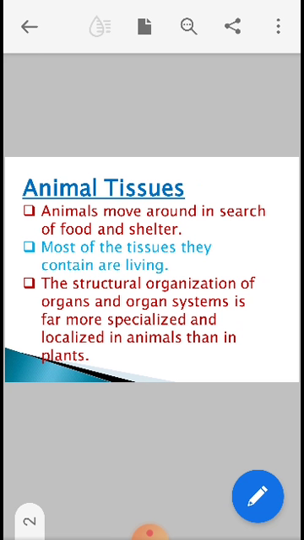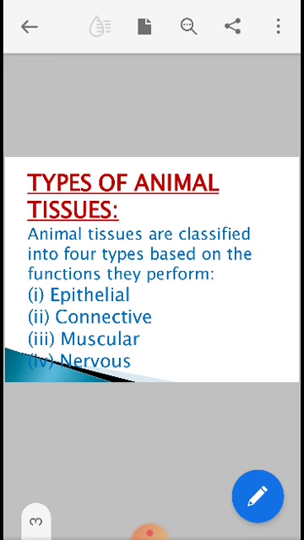Now, on the basis of these functions that they perform, animal tissues are classified into 4 types. Let us see now what are those 4 types of animal tissues. The first type of animal tissue is epithelial tissue. The second is connective tissue, muscular tissue, and the nervous tissues. So, these are the 4 types of animal tissues. Now, let us see all of these animal tissues one by one.